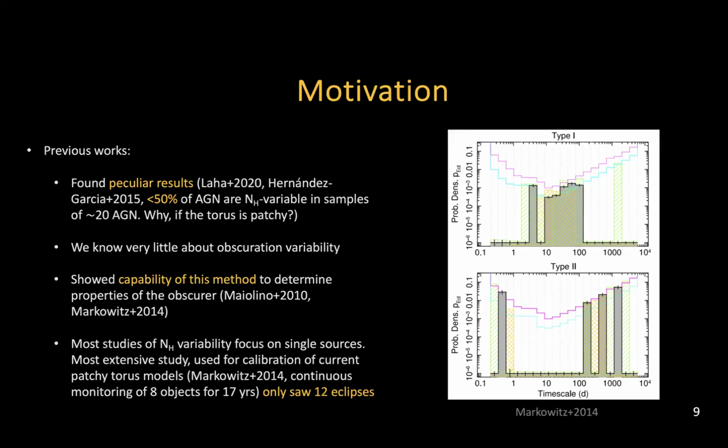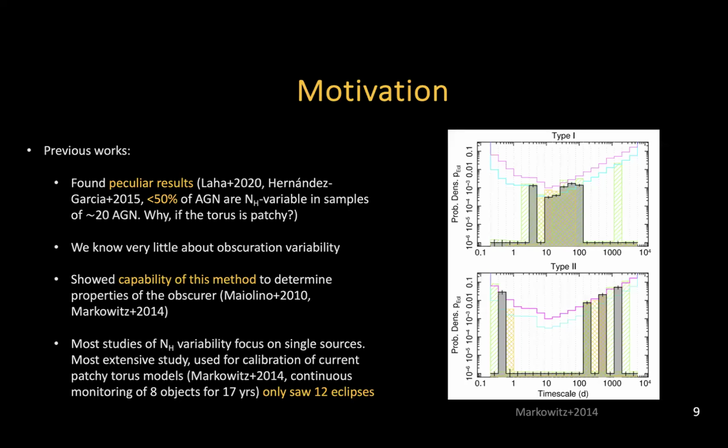With these, what people have done is create a probability density function of observing an eclipse, or a cloud passing in front of you, as a function of the duration of this eclipse. Now, this is obviously very biased because it's 4 events and 8 events, right? It's not statistically significant. Yet this is the best thing we have at the moment. And therefore, it is currently being used to calibrate X-ray clumpy torus models. So of course, there is room for improvement here, right?